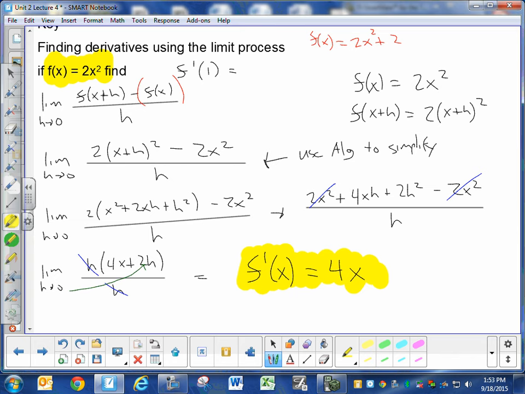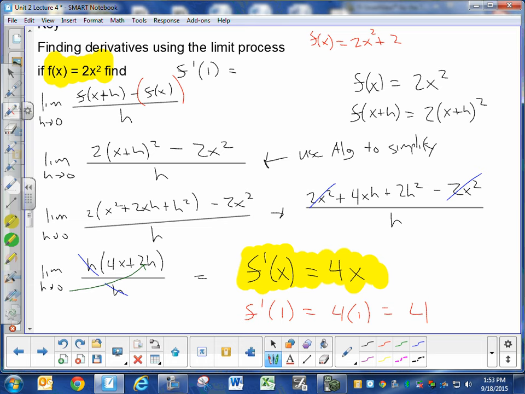Fascinating. Let's think. What's f prime of 1? Well, if this is f prime of x, f prime of 1 is just going to be 4 times 1. That's 4. Using our calculators, we discovered that the tangent slope at 1 was also 4.